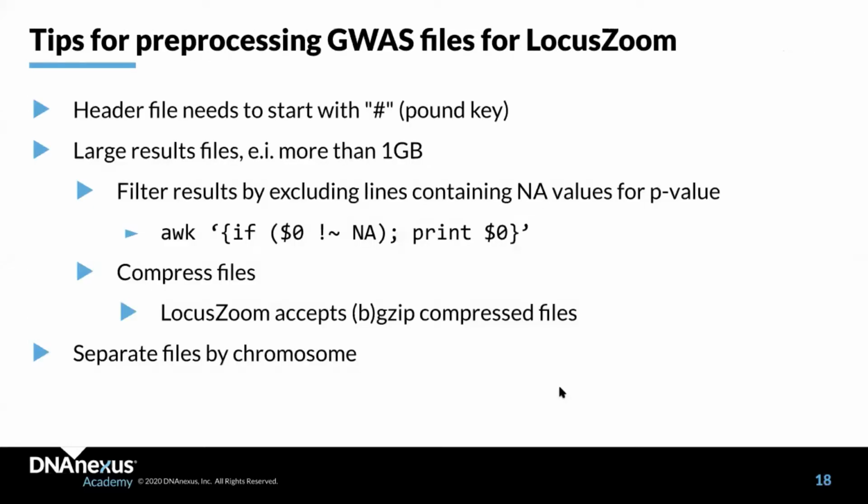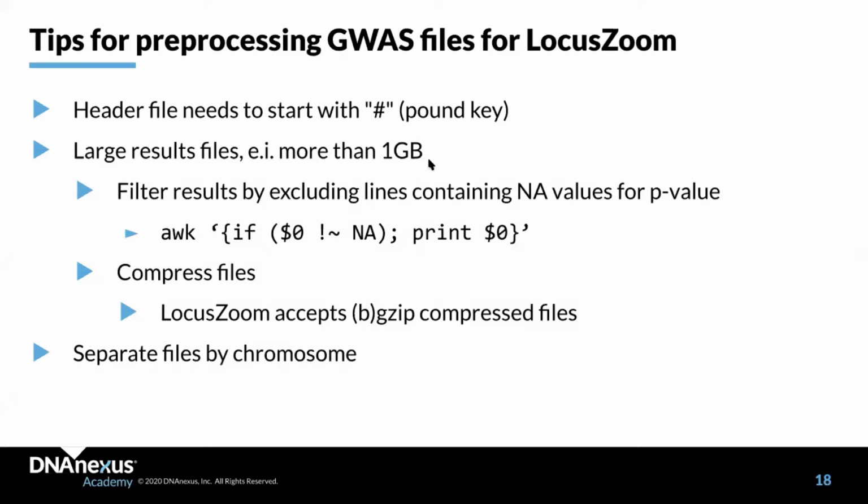Here are the tips for preprocessing GWAS files for LocusZoom. As I said, the header line needs to start with a pound sign. Also, the limitation of LocusZoom on JupyterLab is that it handles files of no more than 1 gigabyte. So what would you do if you have a file which is larger?